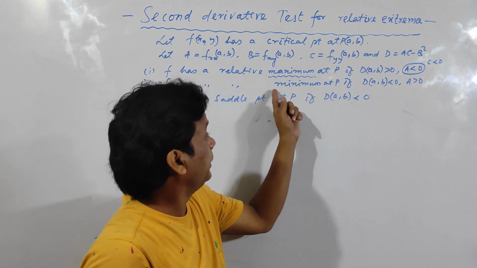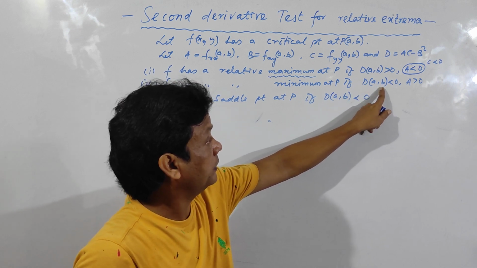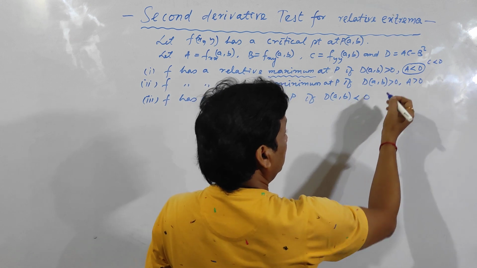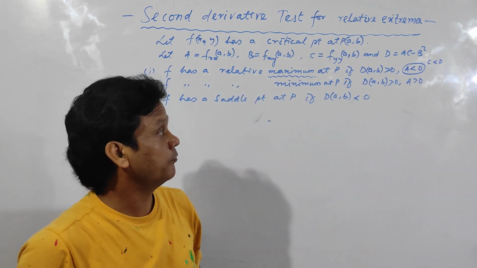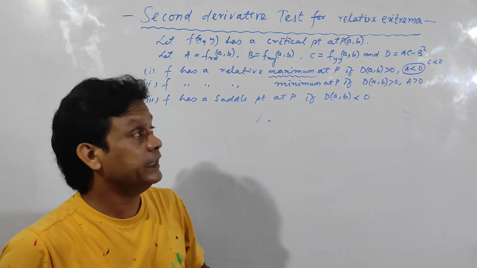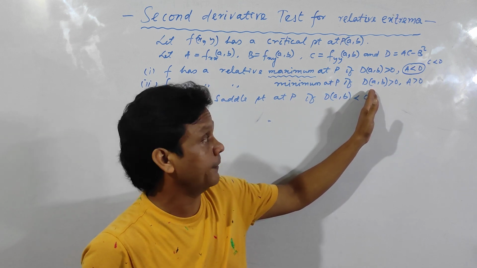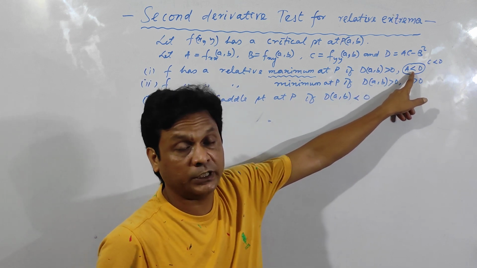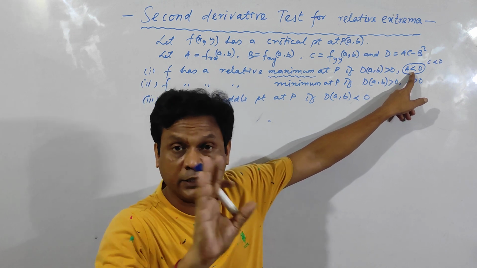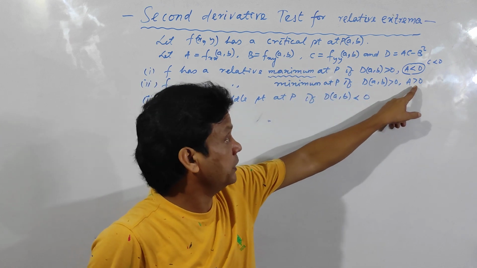Here also, for minimum, D of (a, b) is positive and A is positive. Discriminant should be positive in both the cases for maximum and minimum. Only if the second derivative, that means fxx or fyy, anything you can take, is negative, then you will get maximum. If it is positive, you will get minimum.